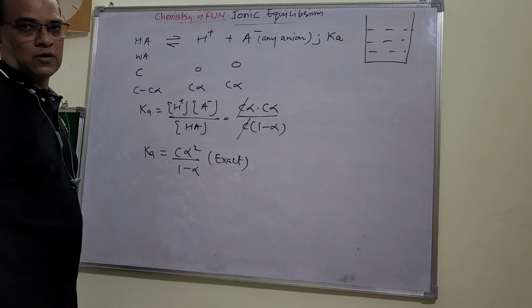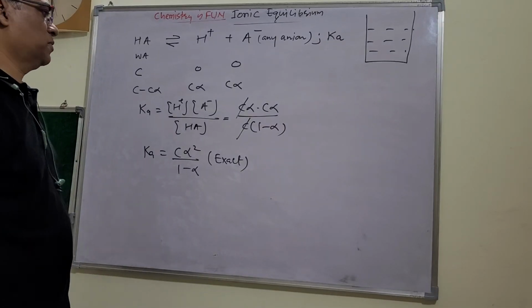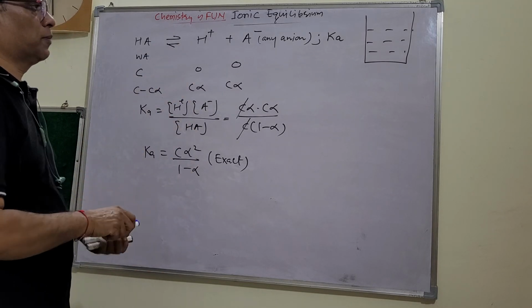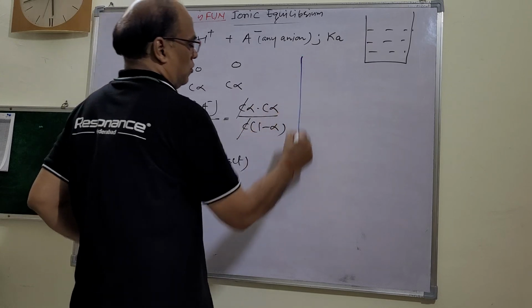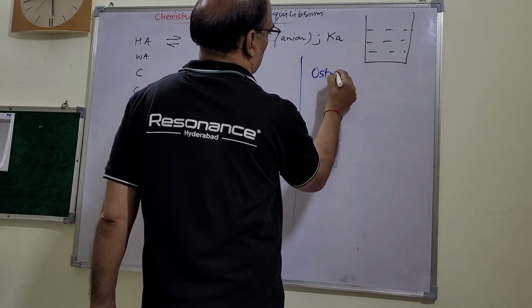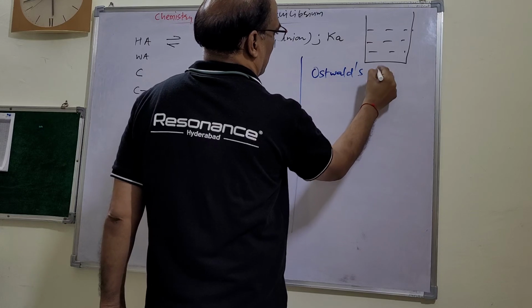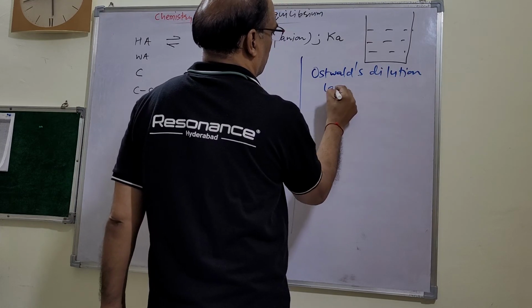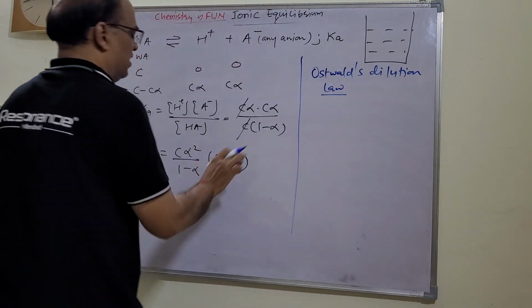Basically you have to solve a quadratic. That gives the exact expression, no approximation done. So how do we do the approximation? That is based on Ostwald's dilution law, which can be proved from here itself.